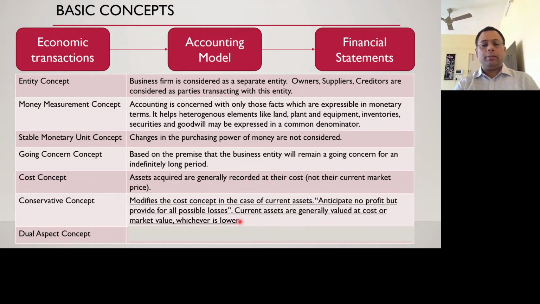Then the conservatism concept basically modifies the cost concept. We don't anticipate profits, but we make provisions for all possible losses that can happen. That's a conservative way of treating the financial aspect of the company. Then the dual aspect concept says that assets equal liabilities plus equity. You get equity from your shareholders and you create liabilities by taking debt, and those actually get converted into assets.